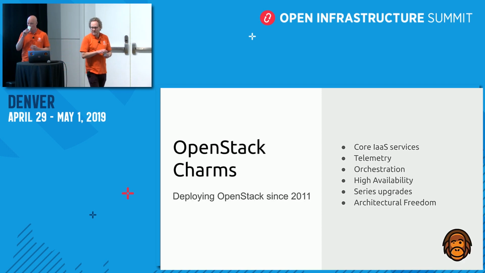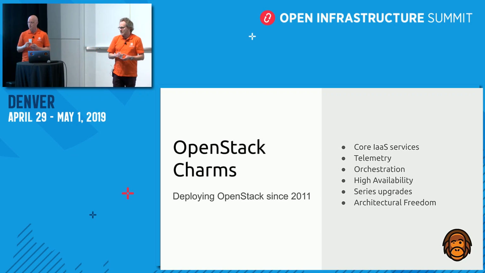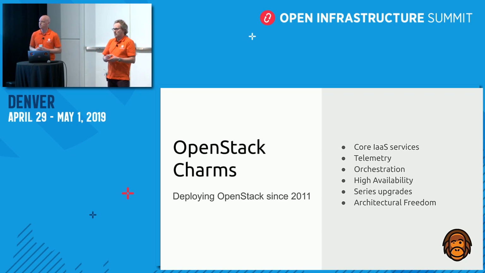As I said, for the OpenStack Charms, we've been deploying OpenStack since 2011. We cover all of the core infrastructure as a service services, telemetry, orchestration. We have high availability and scale out as standard in all of our services. We support series upgrades between OpenStack series, and we pride ourselves in having our deployment tooling up to date with the most recent OpenStack release within 2 weeks of the OpenStack release.